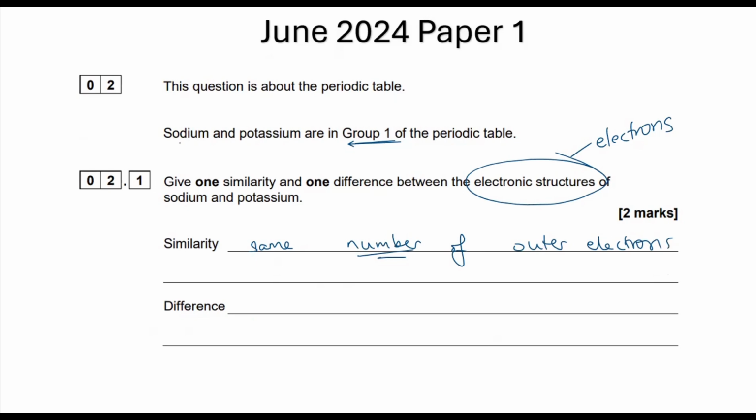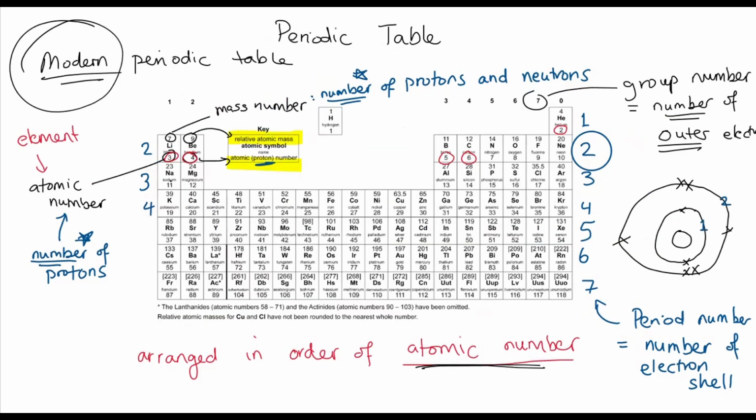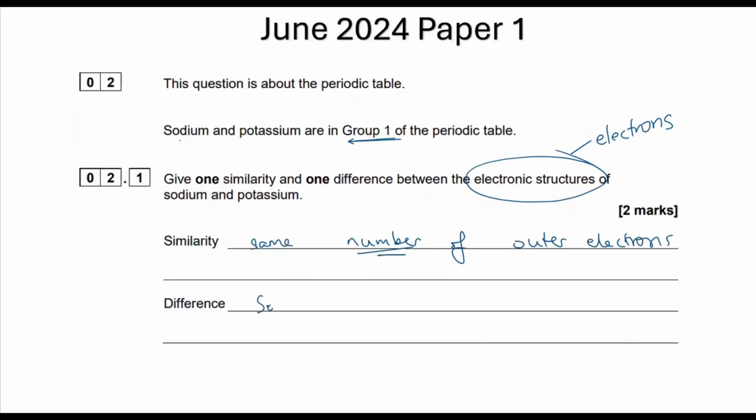And now let's compare sodium and potassium on the periodic table. So look back at your periodic table. Sodium is in period 3, potassium is in period 4. So you would say sodium has 3 electron shells, but potassium has 4 electron shells. Hopefully you understand this topic really well now. Thank you.